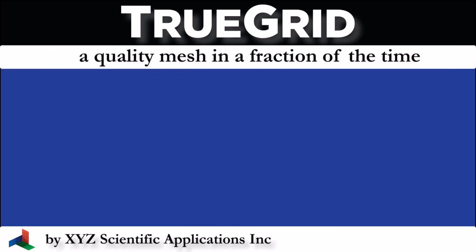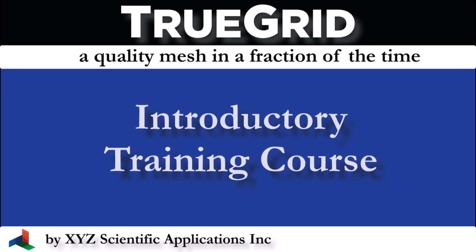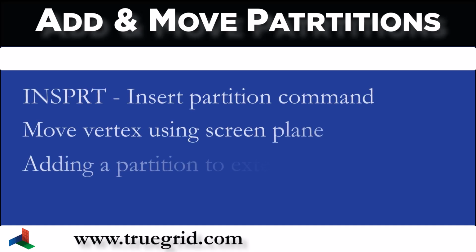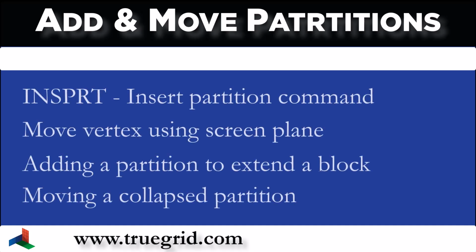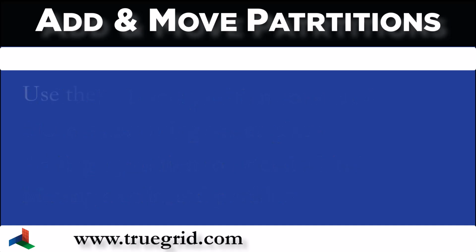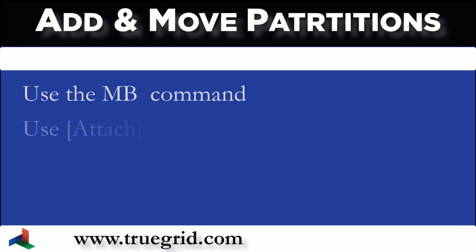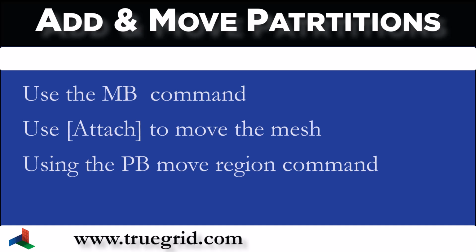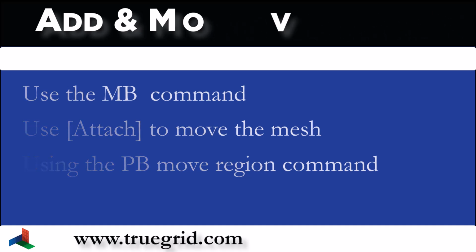In this video, we're going to insert partitions using the insert partition command. We're going to move vertices using a screen plane. We're going to add partitions to an existing mesh, and then add partitions to extend the block mesh from its sides. Then we will move collapsed partitions using the MB command, use attach to move the mesh, and use the PB command to move the mesh blocks.